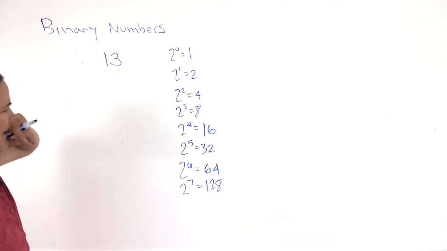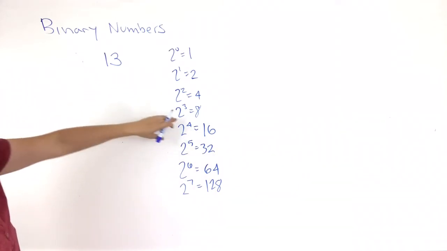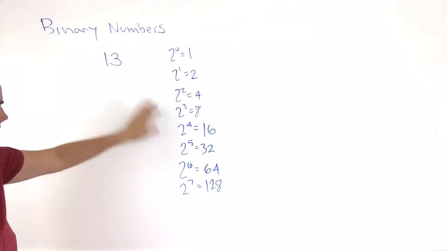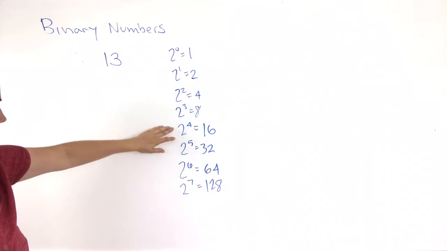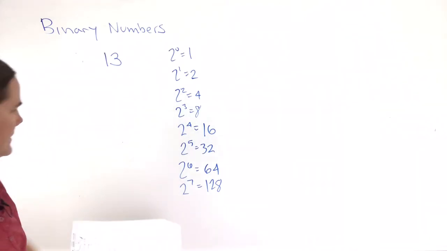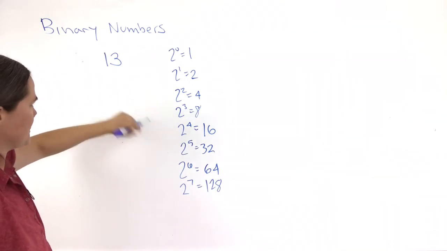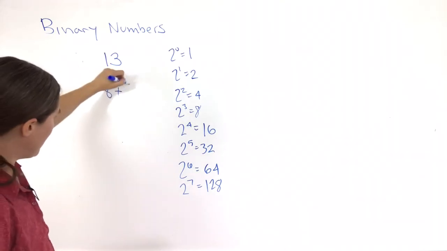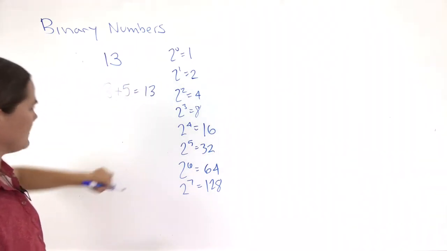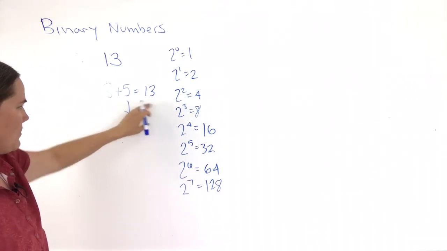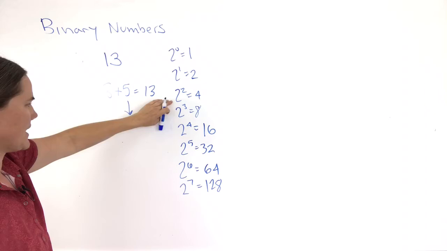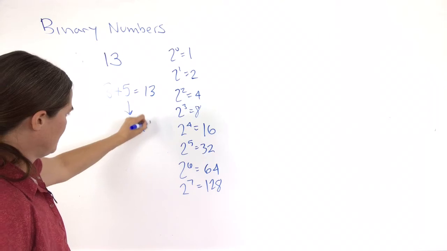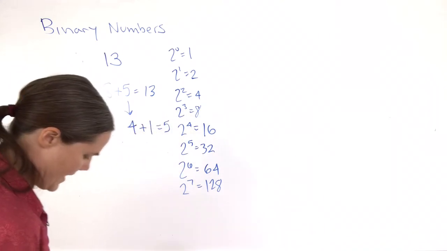So for 13, we want to figure out how we can get 13 using these numbers. First of all, 16 is more than 13, so we're not going to use 16, so we can go back to the next number. So we have 8. So 8 plus 5 is equal to 13. We want to figure out what numbers we can use to make 5. And the next smallest number after 8 is 4. So 4 plus 1 is equal to 5.